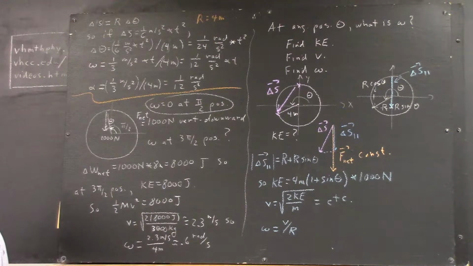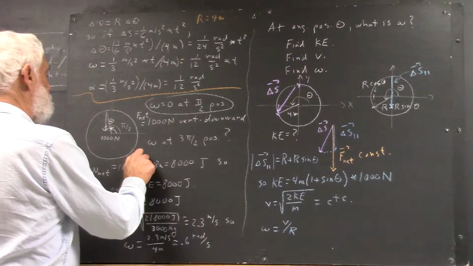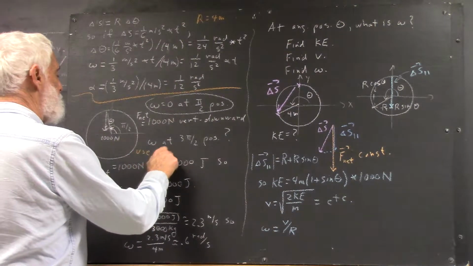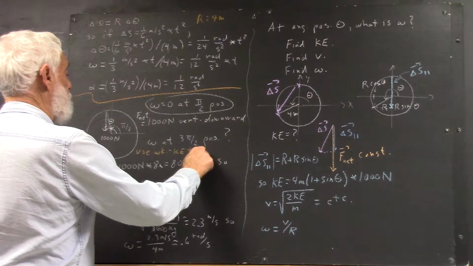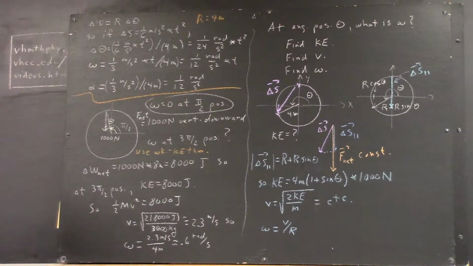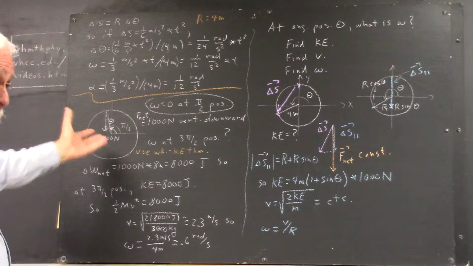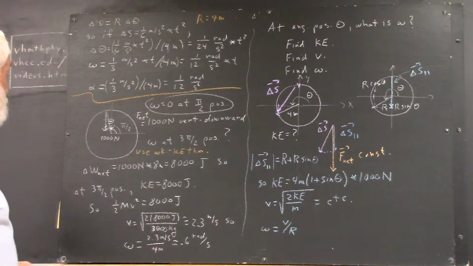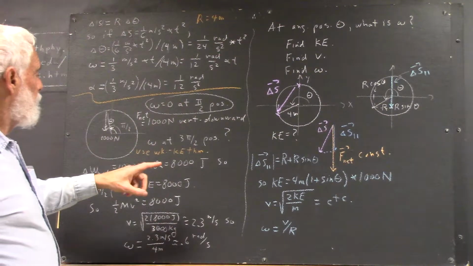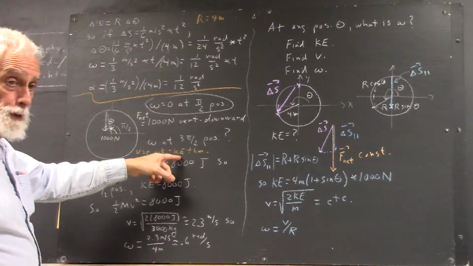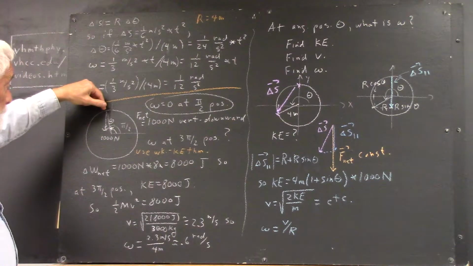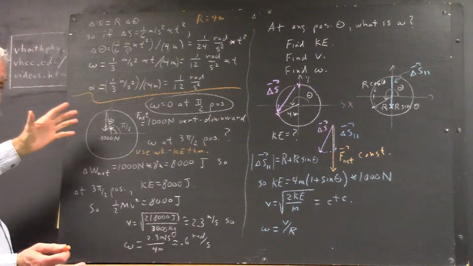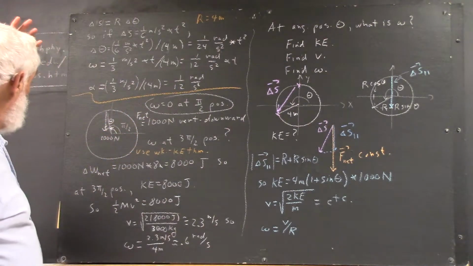To do this, we're going to use the work-kinetic energy theorem. Again, this is an ideal situation. There are no dissipative forces, and of course in reality there would be. But if there are no dissipative forces, then the work done by the net force is equal to the change in kinetic energy. So we have to figure out what work is done by this 1,000 Newton force, which in the absence of other forces on a perfectly balanced wheel is going to be the net force.